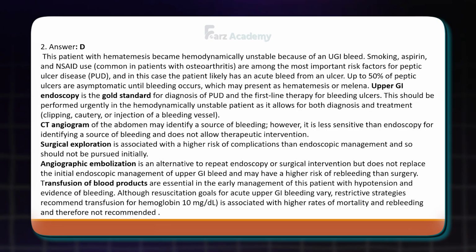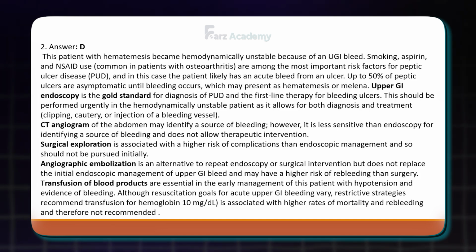Upper GI endoscopy is the gold standard for the diagnosis of peptic ulcer disease and the first line therapy for bleeding ulcers. This should be performed urgently in a hemodynamically unstable patient as it allows for both diagnosis and treatment. So upper GI endoscopy has got an upper hand over all other options because it is not only diagnostic, it is also a treatment option.